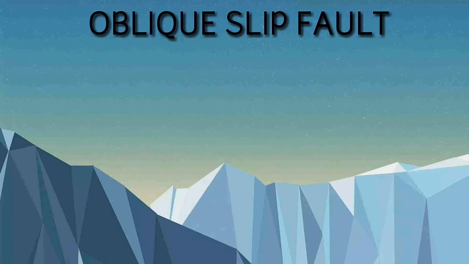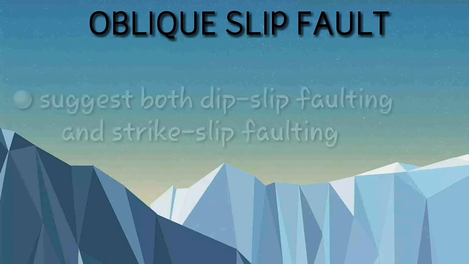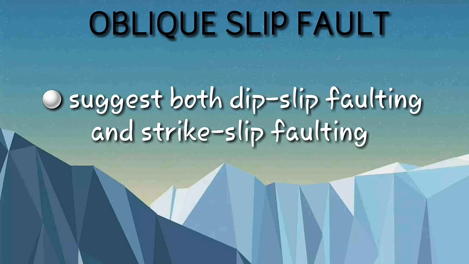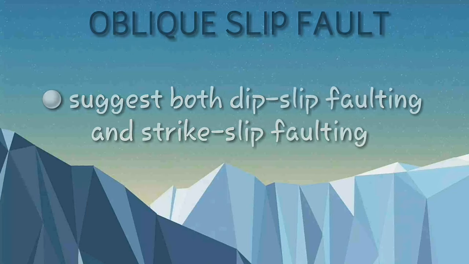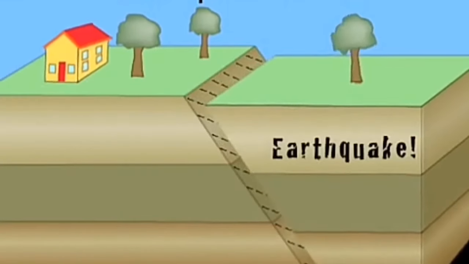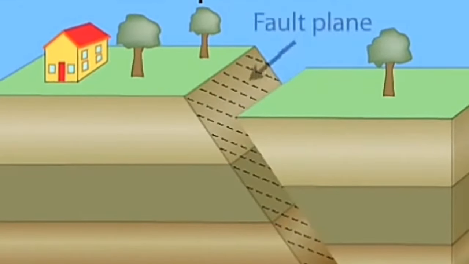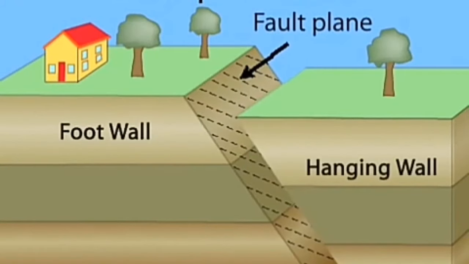Oblique-slip faults. Oblique-slip faulting suggests both dip-slip faulting and strike-slip faulting. It is caused by a combination of shearing and tension or compressional forces. For example, a left lateral normal fault.